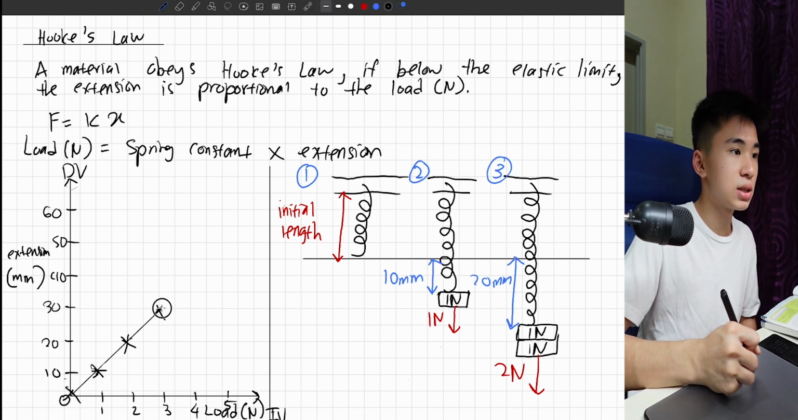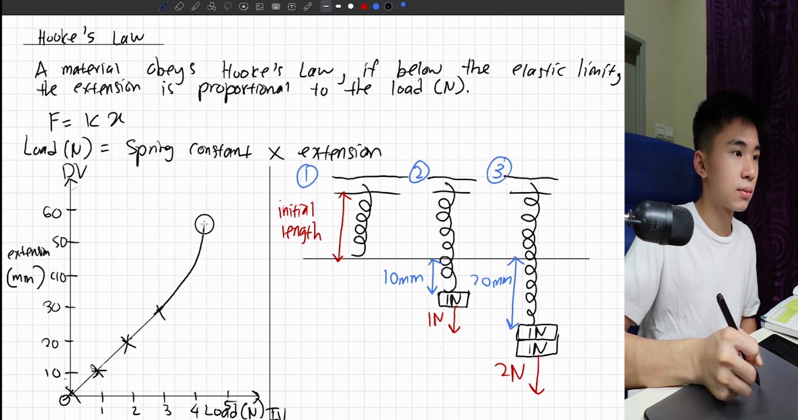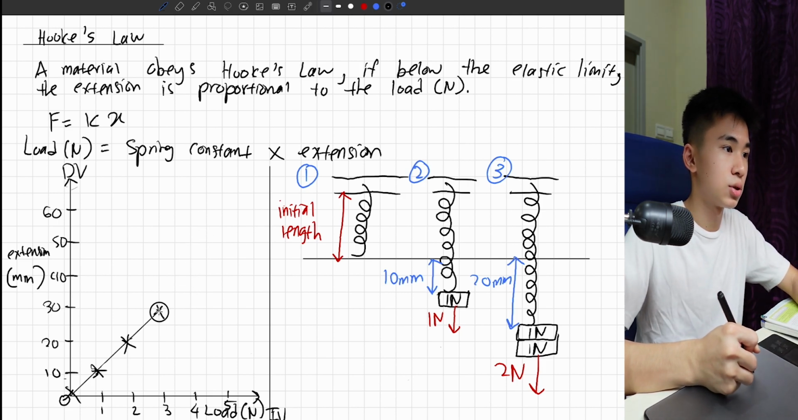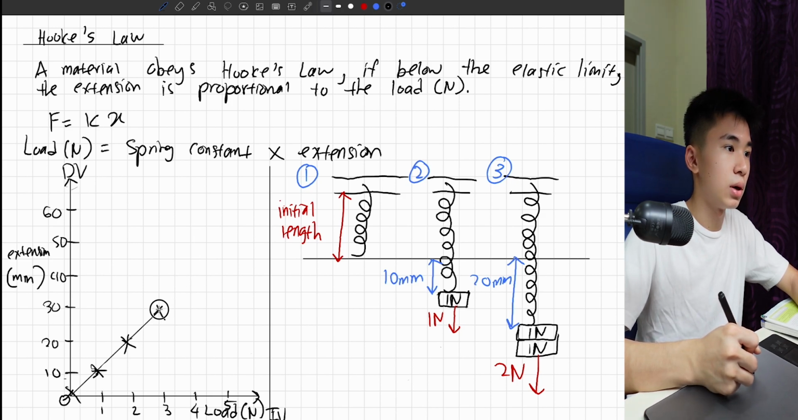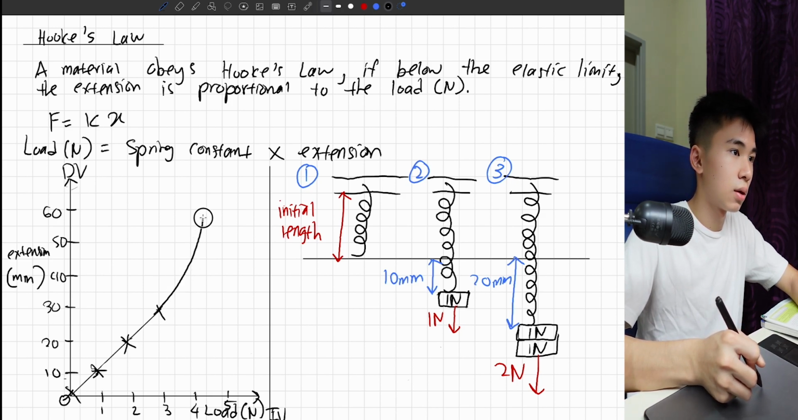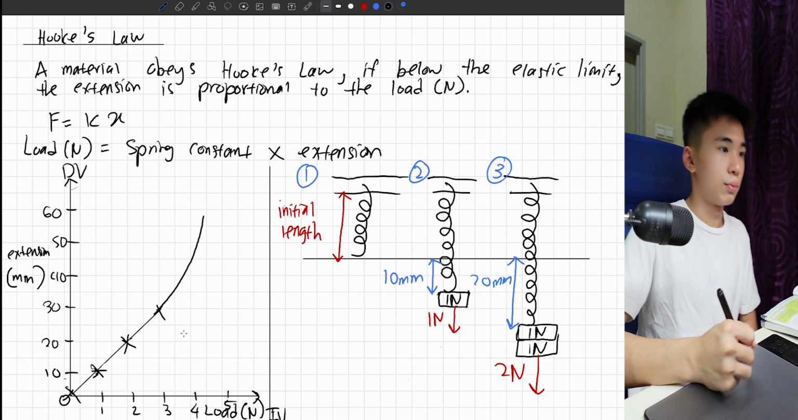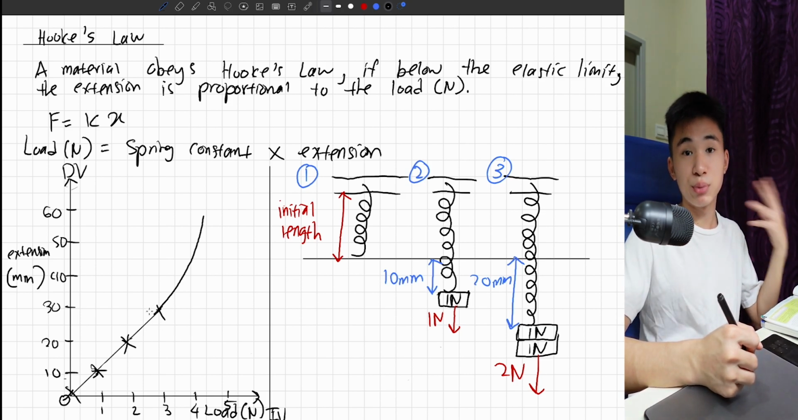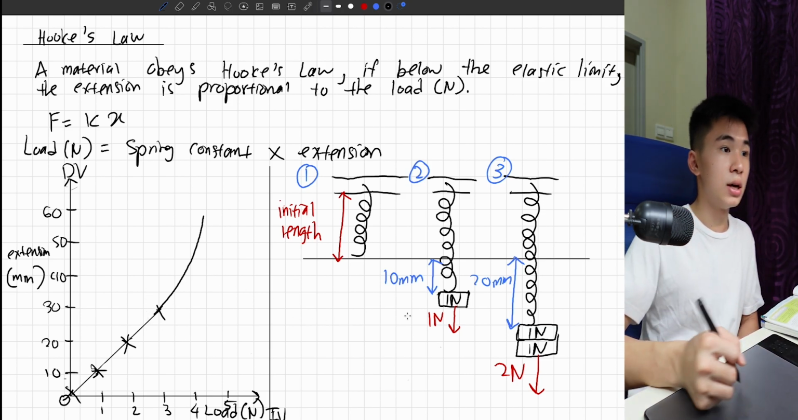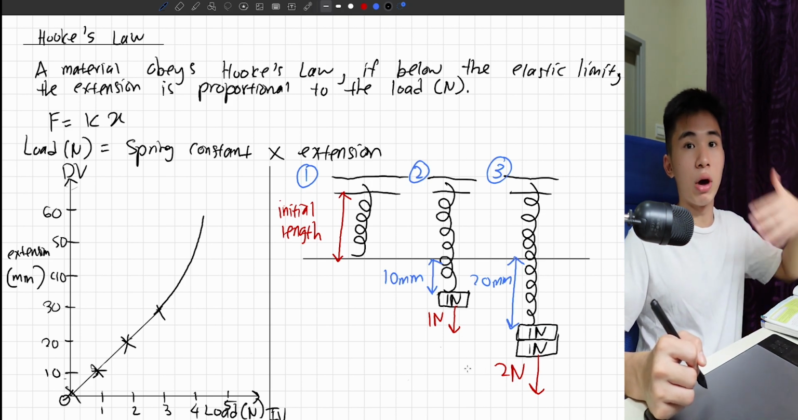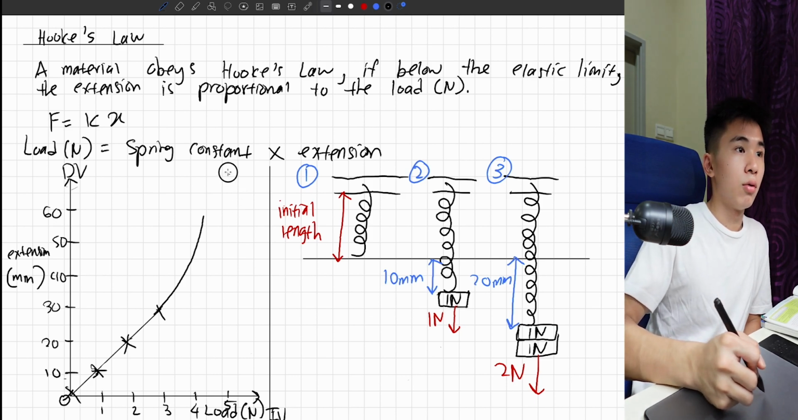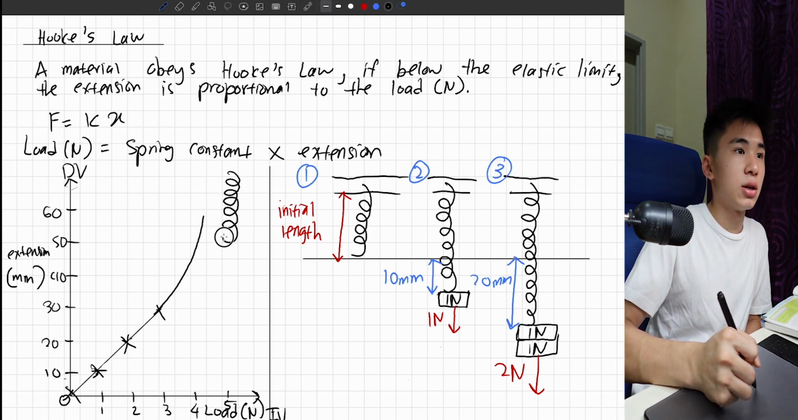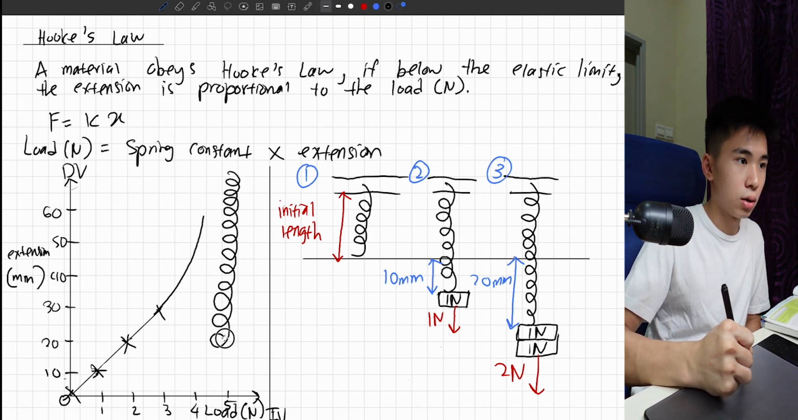But slowly this graph will change to a curved one. Okay? Slowly be a curved graph. Because there is a limit for the spring to extend, okay? So if we add more and more weights on it, slowly the spring will become longer, right? More extension, longer and longer.